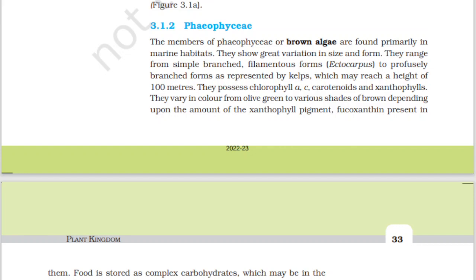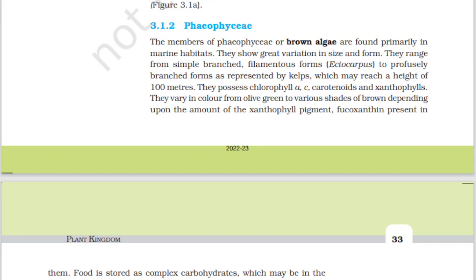They vary in color from olive green to various shades of brown depending upon the amount of the xanthophyll pigment, fucoxanthin, present in them. Okay, here remember the Phaeophyceae are also called brown algae. This algae group consists of brown algae, which are found mainly in marine habitats.